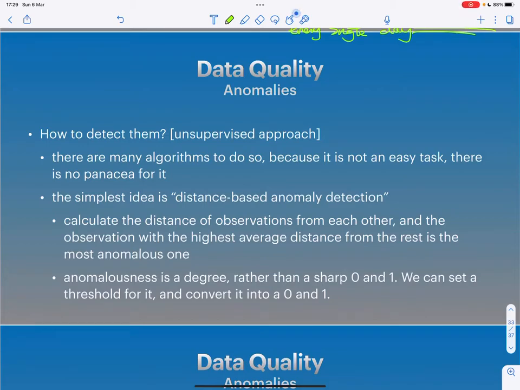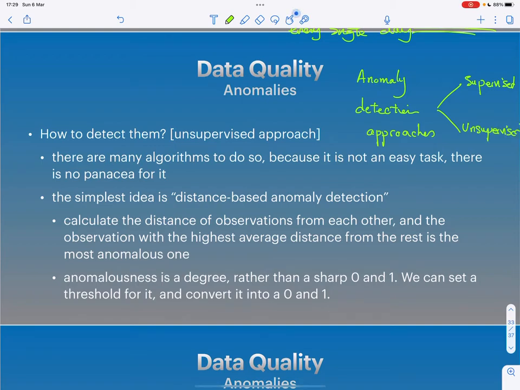Okay, in general, there are two approaches to detecting anomalies. So, anomaly detection approaches. There is one supervised, there is one unsupervised. Let's start with the unsupervised.